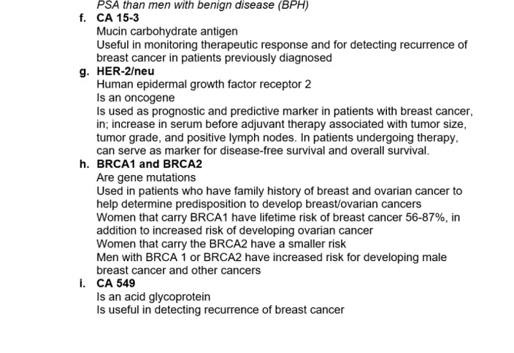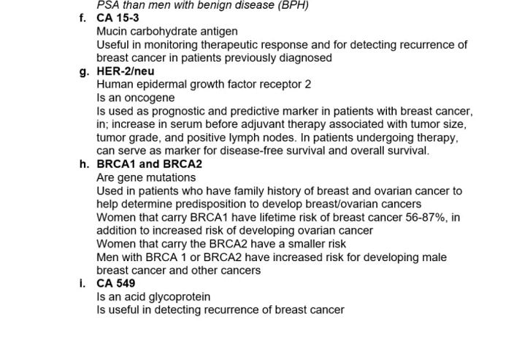The next tumor marker is HER2/neu. It stands for human epidermal growth factor receptor 2. It is an oncogene. This is a gene that in certain circumstances can transform a cell into a tumor cell. HER2/neu is used as a prognostic and predictive marker in patients with breast cancer. HER2/neu is increased in serum before adjuvant therapy, associated with tumor size, tumor grade, and positive lymph nodes. In patients undergoing therapy, it can serve as a marker for disease-free survival and overall survival.